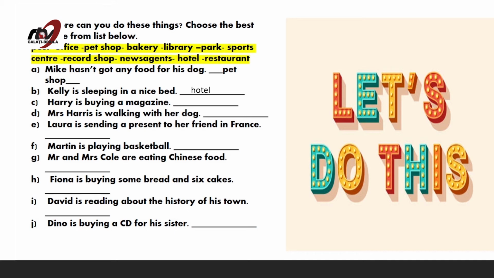Next one, Harry is buying a magazine from the newsagents. Mrs. Harris is walking with her dog. It should be a park. Laura is sending a present to her friend in France. The post office. All right, Martin is playing basketball. The sports center. Mr. and Mrs. Cole are eating Chinese food. They must be in a restaurant.